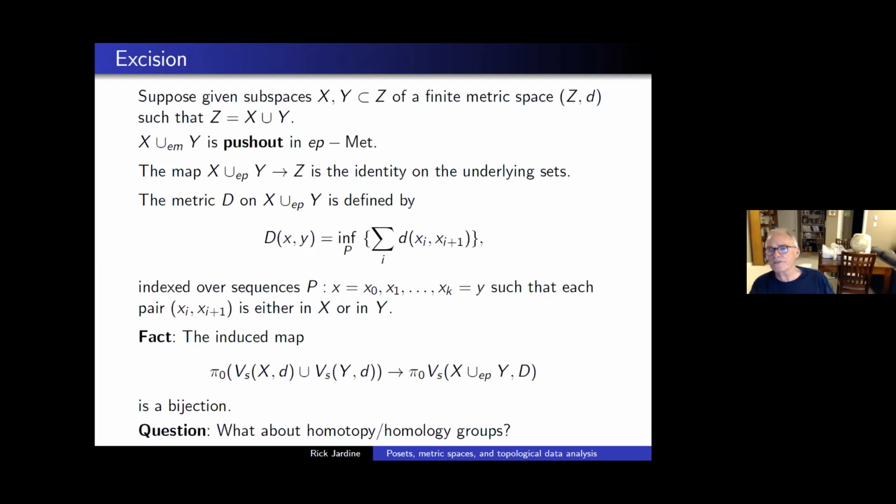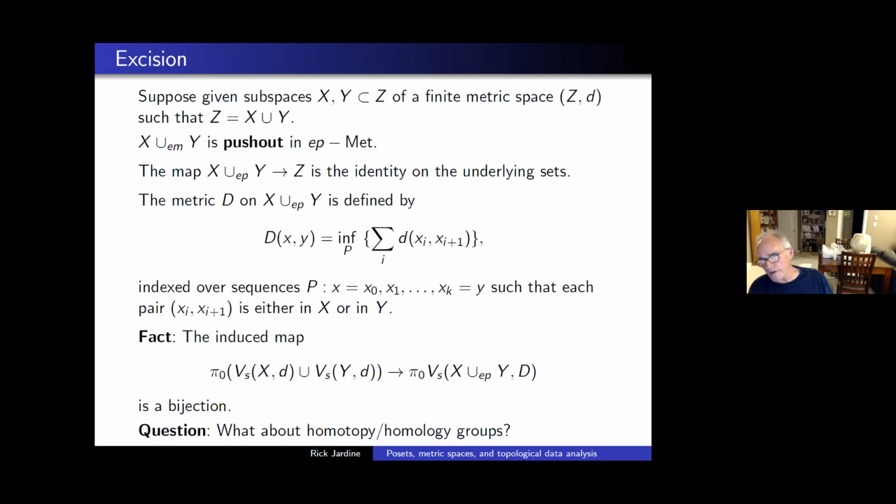Let me give you an excision result. Okay, let's suppose I give you two subsets of a finite metric space, such that set theoretically Z is X union Y. Well, X and Y are EP metric spaces, so as their intersection, you can form the push-out in EP metric spaces, and that's what I mean by this push-out notation that I'm running my cursor under there.